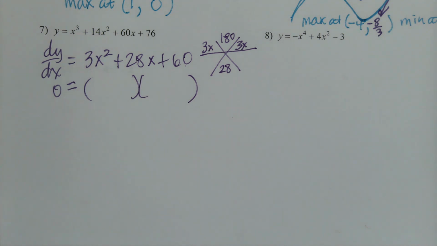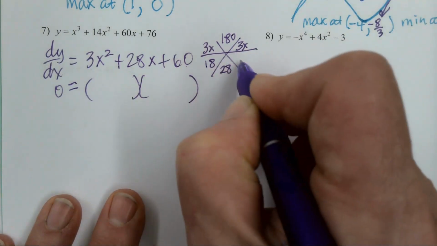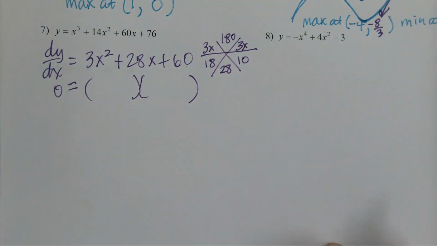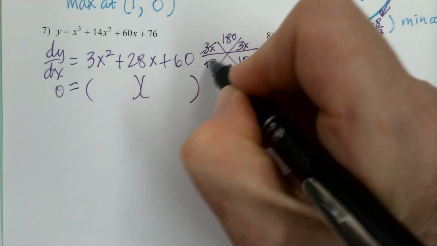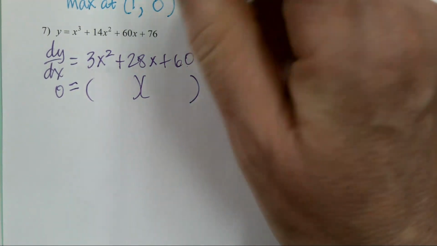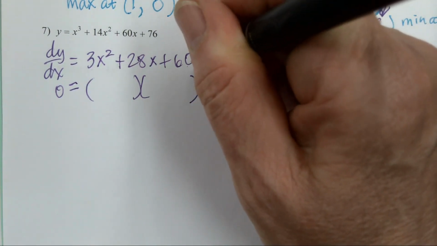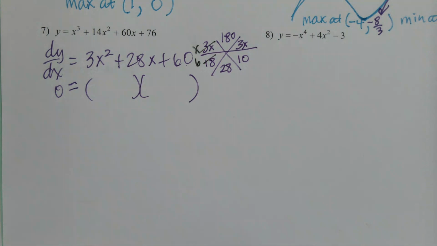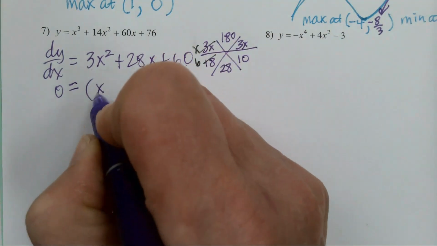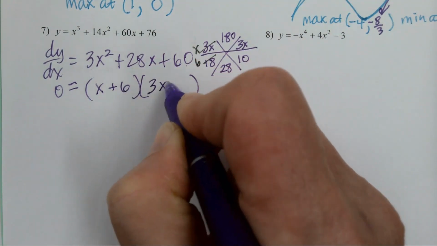18 and 10. It is. Yep. And then I can reduce this guy. So that is x and 6. And over here I can't. So my factors are x plus 6 and 3x plus 10.